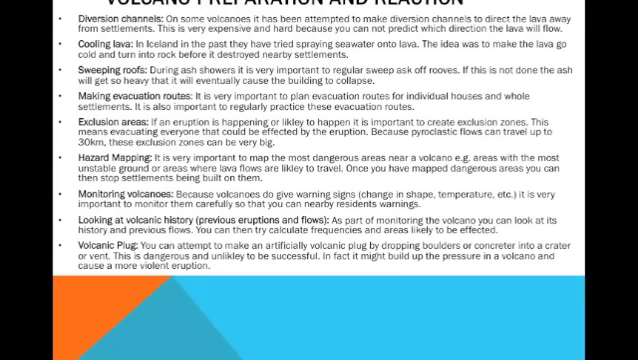Volcanic plug. You can attempt to make an artificial volcanic plug by dropping boulders or concrete into a crater or vent. This is dangerous and unlikely to be successful. In fact, it might even build up pressure in a volcano and cause a more violent eruption.